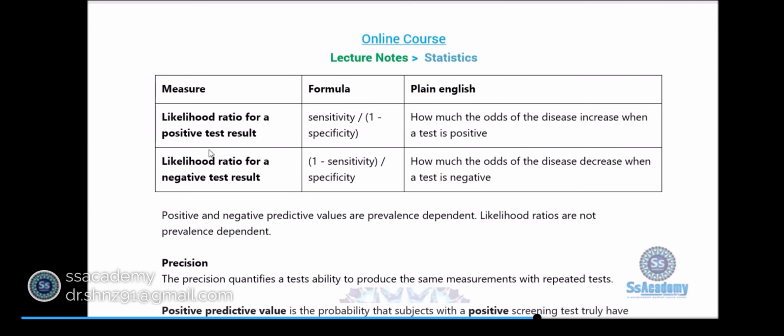Another measure: the likelihood ratio for a positive test result. As I said, the positive test means the sensitivity. So it is sensitivity divided by 1 minus specificity. Just circle the sensitivity: positive test result is the sensitivity. For a negative test result, once again, it is 1 minus sensitivity divided by specificity.